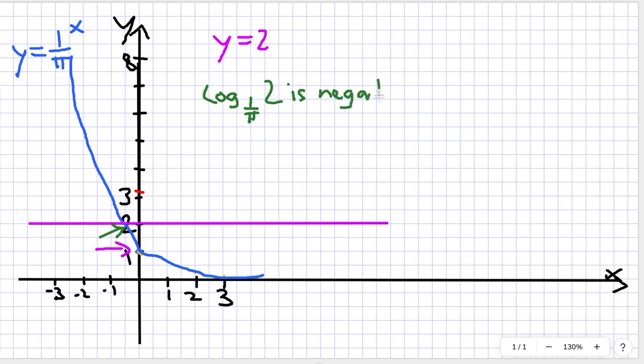And I don't think you would have realized that just by looking at it. Just by looking at log of 2 base 1 over pi, you would not necessarily have realized that that's a negative number. But here we are. Our estimation tells me that this is a negative number. How about that?